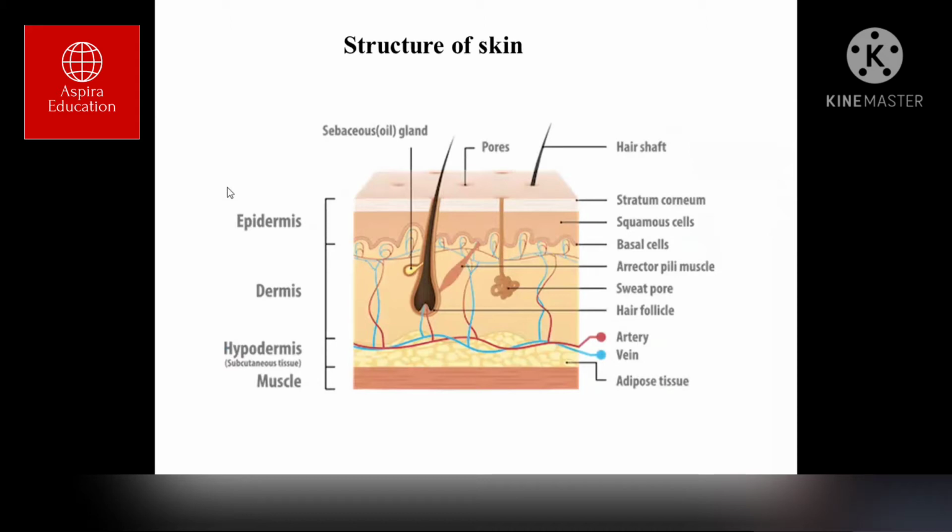So histologically, skin can be divided into the following parts. One is the epidermis, which is the superficial layer. Then we have dermis, which is just below the epidermis, which has got hair follicles, vessels, and nerves. Then we have hypodermis, also called subcutaneous tissue, which is rich in fat. Then we have the underlying muscle.